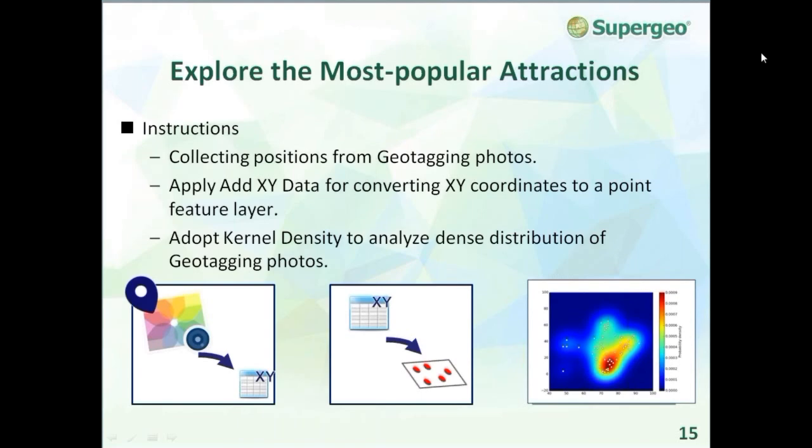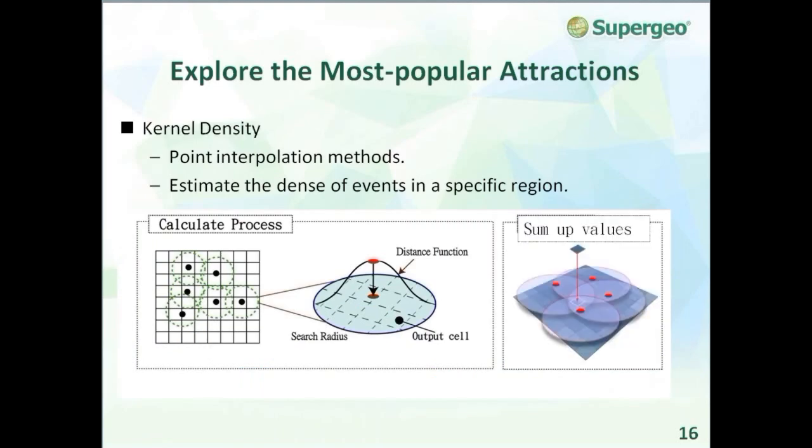In the later steps, first we will collect the XY position from geotagging photos and then apply the XY data function and convert them into a point layer. And at the end, I will use one spatial analysis called kernel density to analyze the dense distribution of geotagging photos. Okay, so what is kernel density?